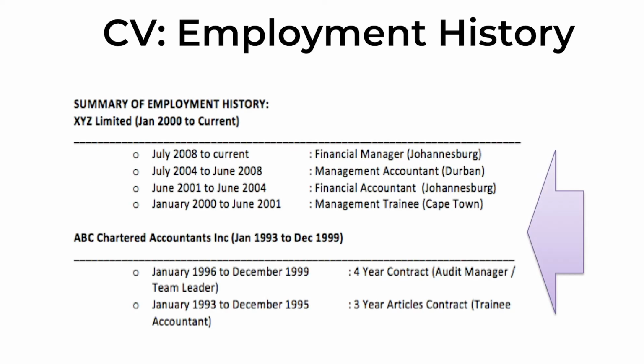Once you have done that, move on to employment history. Again, a high-level summary of your current employment, moving down to the earliest, with more detail as to where you have completed these employment stints. Always include dates in terms of start and end dates. And if you have any gaps in your employment history, you need to be able to explain that.